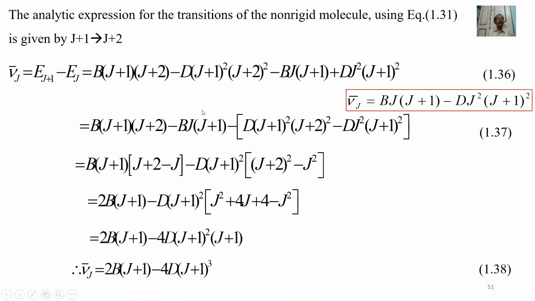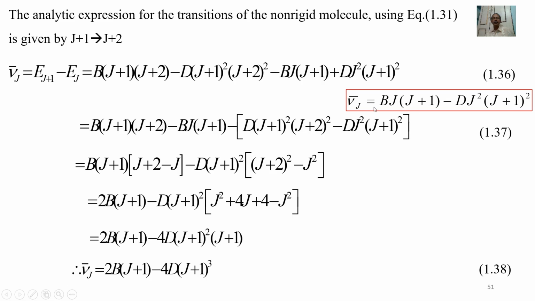The analytic expression for the transition of the non-rigid molecule using equation 1.31. So this is equation 1.31, which is marked in red color. Now we shall find out the transition, that is the absorption line, from J plus 1 to J plus 2. So this goes from one level to another level. Instead of J, you substitute J plus 1. Here J plus 1 means J plus 2. In equation 1.31, J squared will be replaced by J plus 1 whole squared, and J plus 1 whole squared is replaced by J plus 2 whole squared.